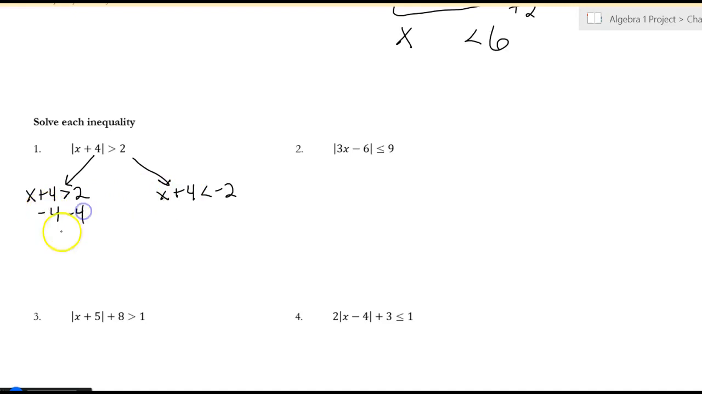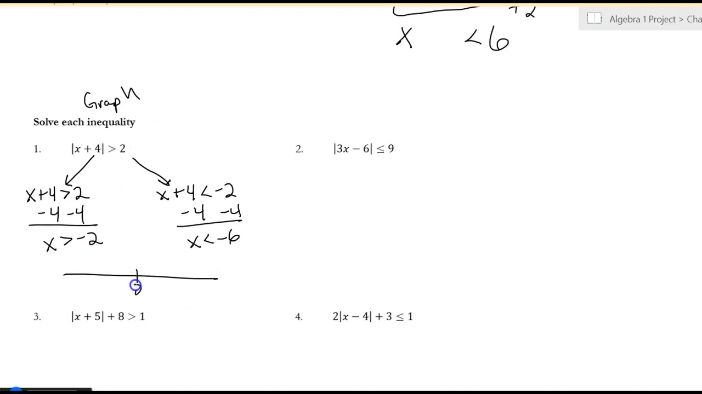Okay, so you should have minus 4 on both sides, and you get x is greater than negative 2. Minus 4 on both sides here, and get x is less than negative 6. And it doesn't say to graph, but we're going to go ahead and graph it because it's more practice. So at negative 2, it's an open circle going to the right. And at negative 6, it's an open circle going to the left. And that's it.